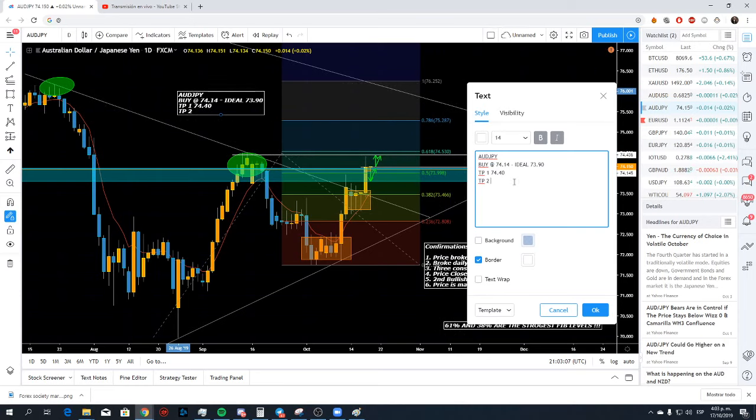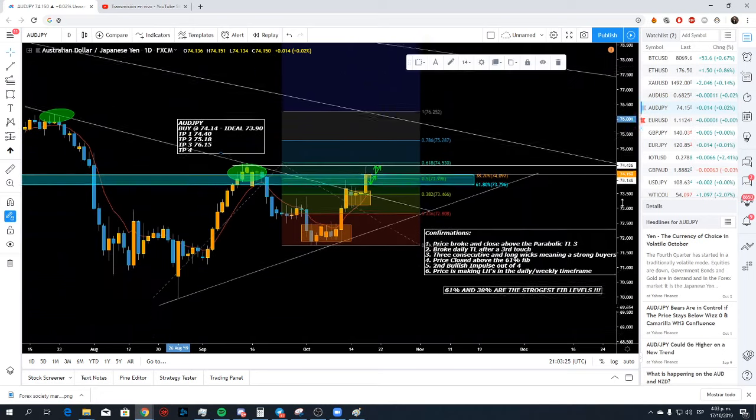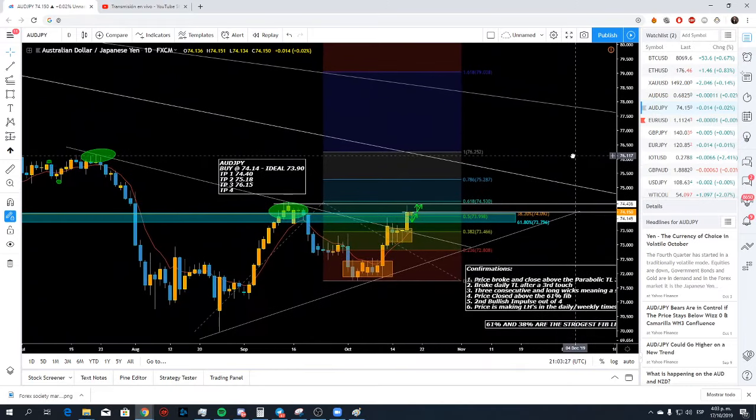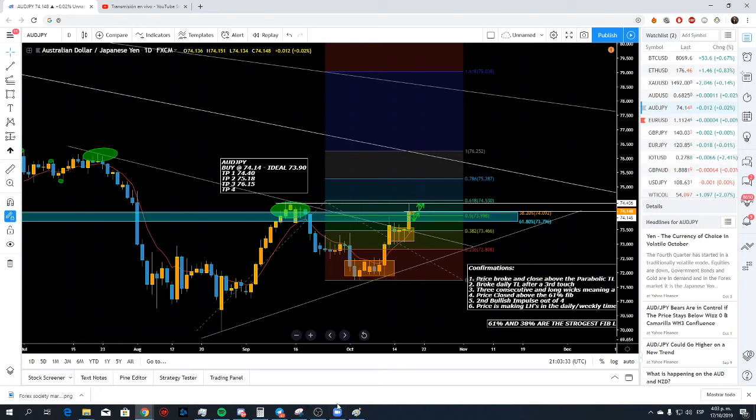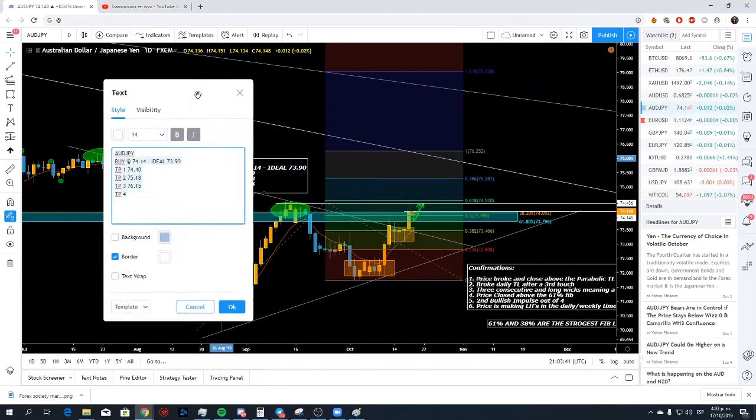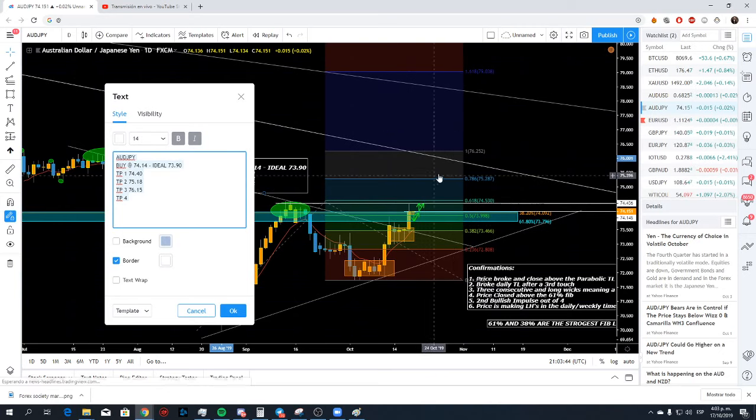Okay, so 75.28, let's make it 75.18. Okay, take profit 3, 76.25, 10 pips lower, 76.15, and take profit 4. I really don't think that it will go for that, but it might take a while if it does. Okay, here. If it does hit this, it's gonna take a while.